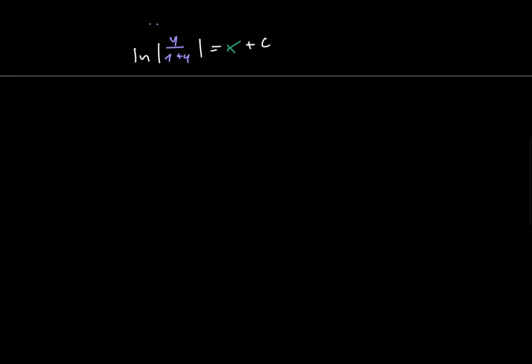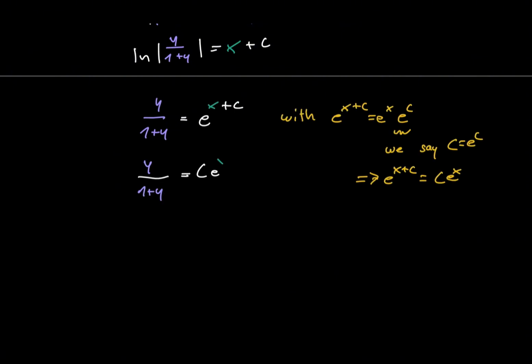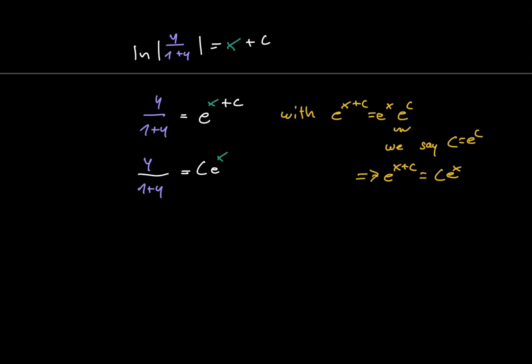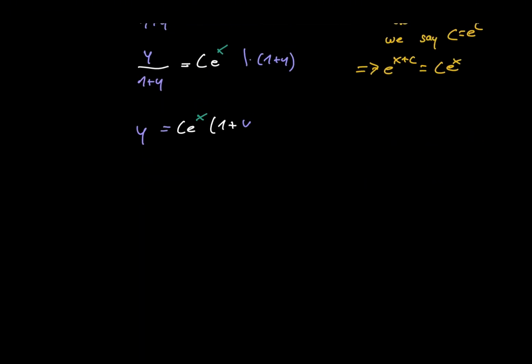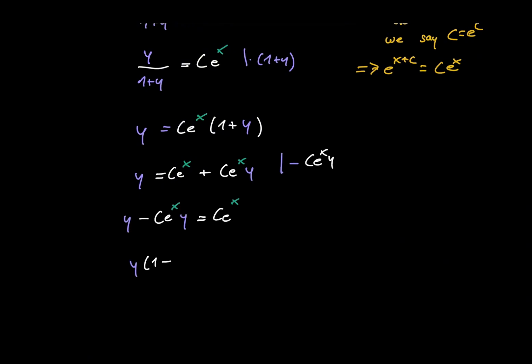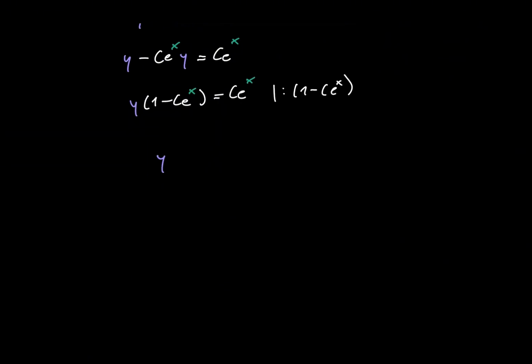Now exponentiate. The absolute value is absorbed into the constant. So y over 1 plus y equals c e to the power x. Now solve for y. Y equals c e to the power x divided by 1 minus c e to the power x. And that is the final answer.